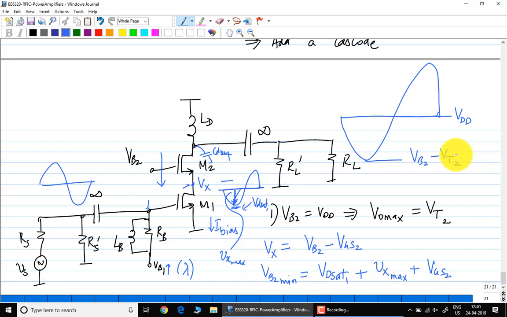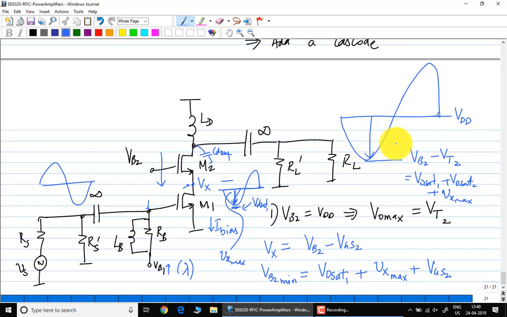Exactly. So it's VDSat1 plus VDSat2 plus Vx max minus VT2. No, plus Vx max. That's all it is. VDD minus this will give you the amplitude.